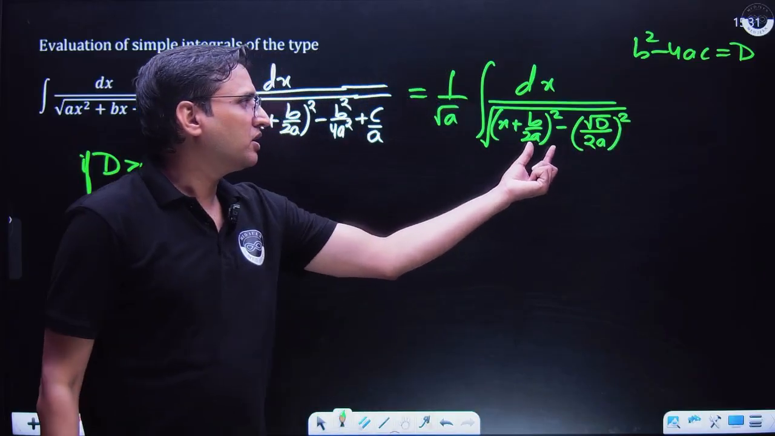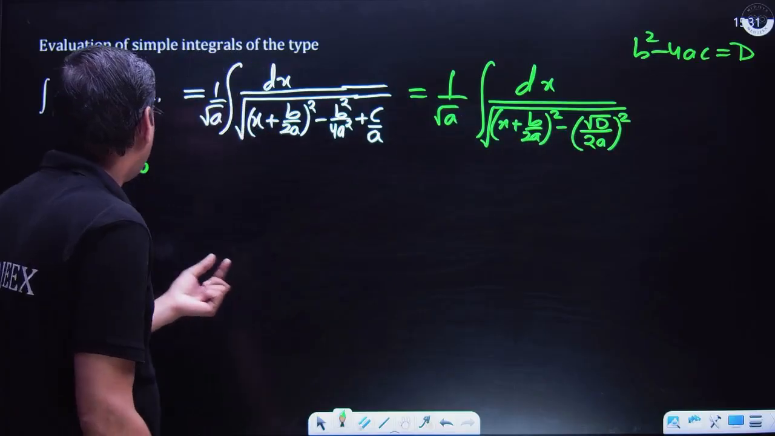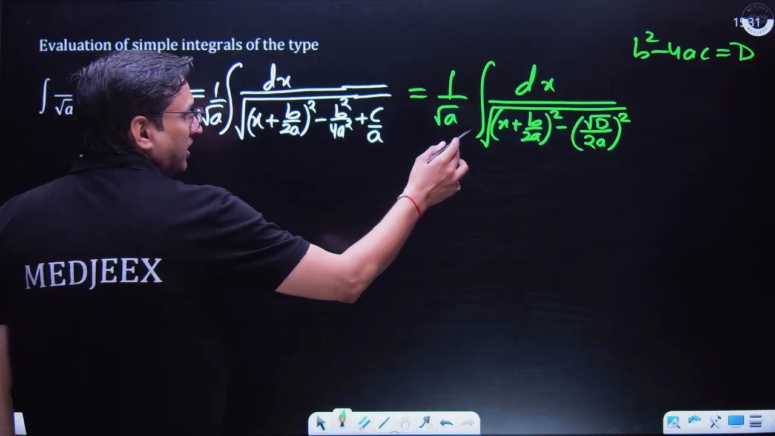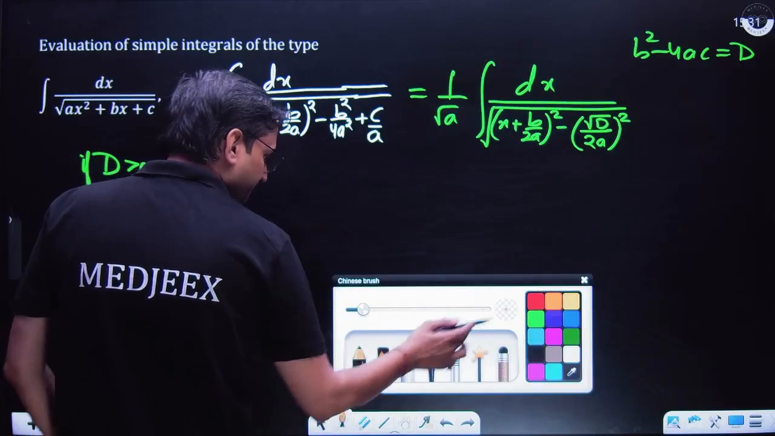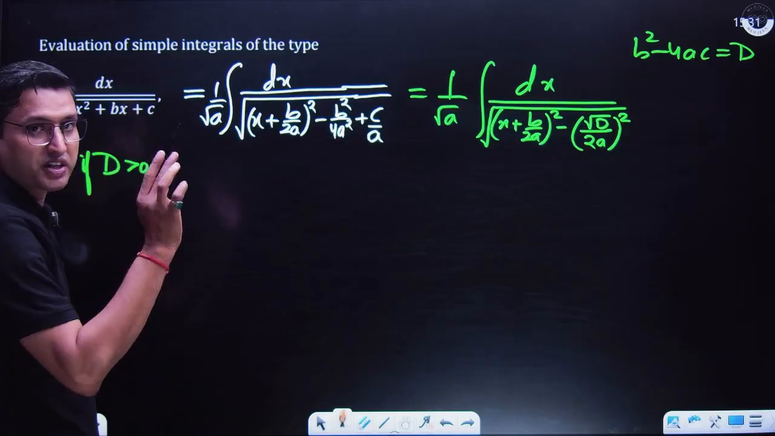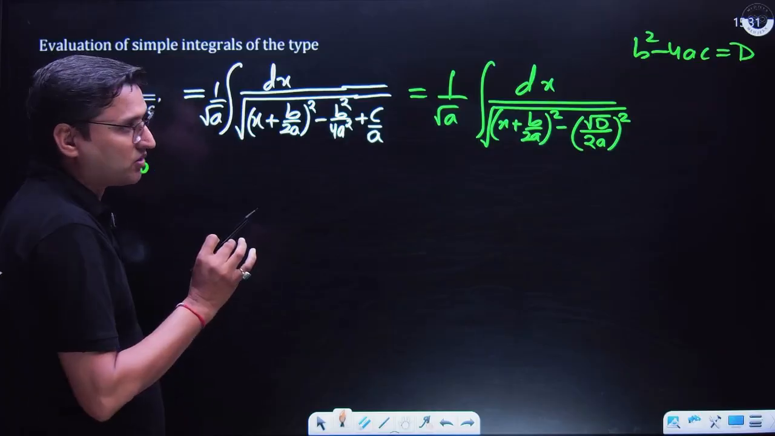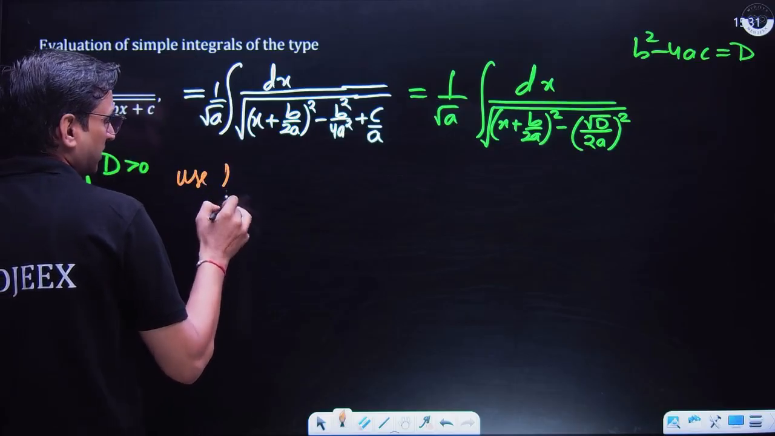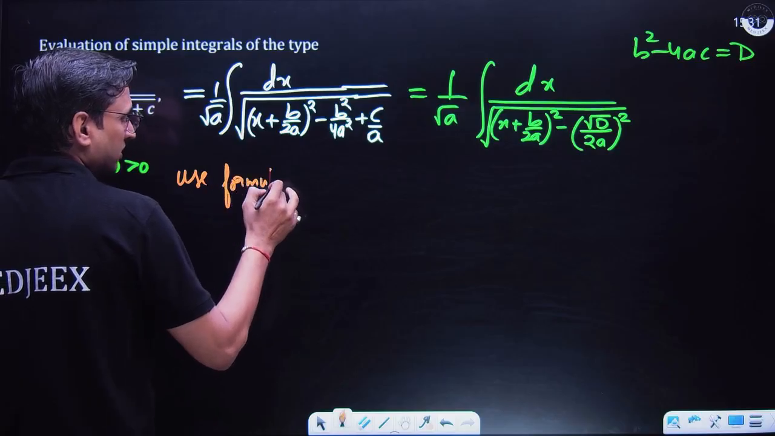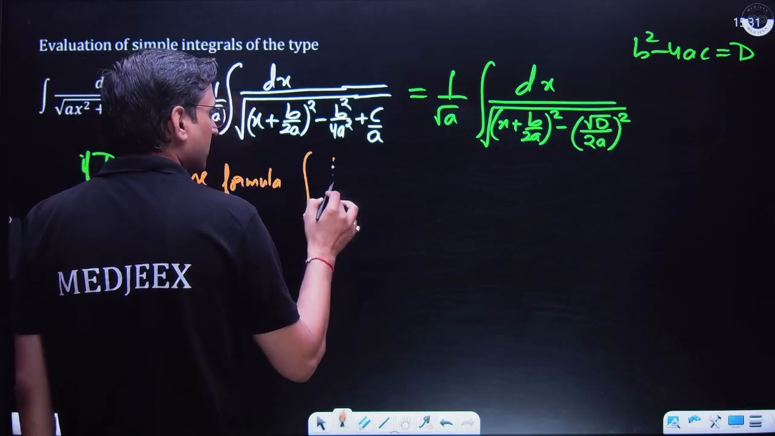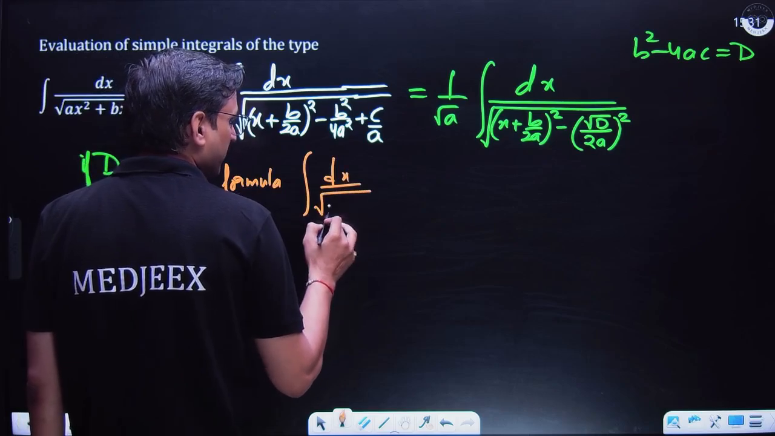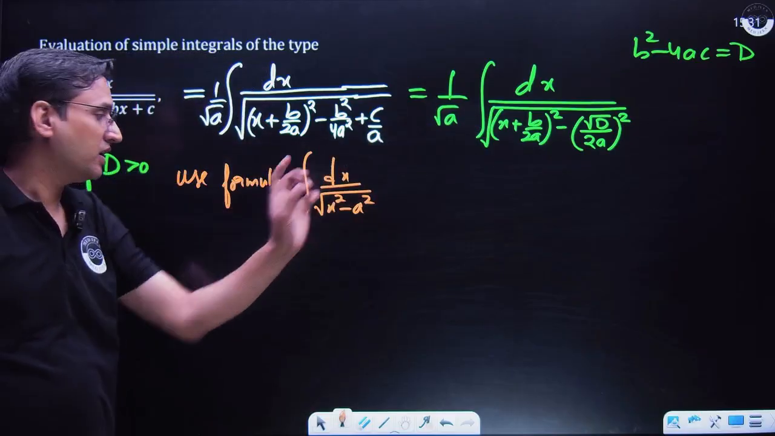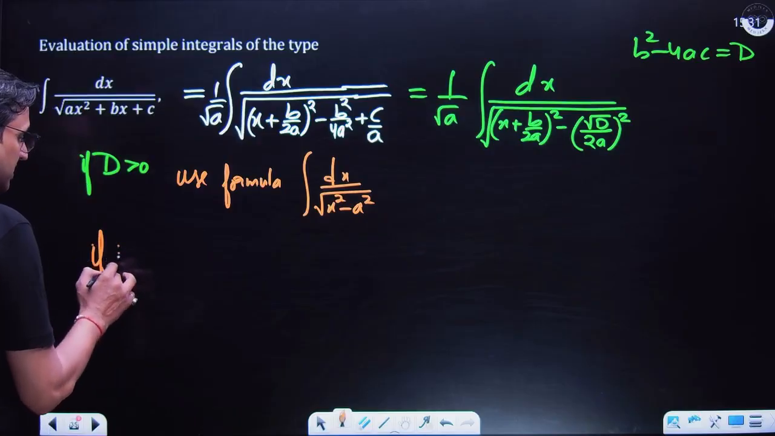Now this one is nothing but x square minus a square. If d is greater than 0, then you will still simplify it like this. Simply listen: if d is greater than 0, you have to simplify using the formula for integration of dx upon root over x square minus a square. To simplify this one, if d is not greater than 0, it is less than 0.